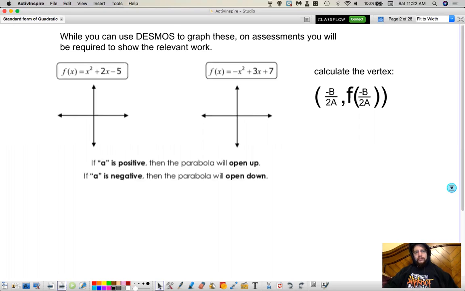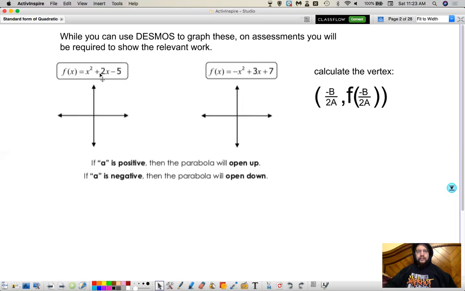So there's Desmos, graphing calculator, of course you could use that. But I will require you to show your work. So you will need to show me how you got your vertex. Here's the formula, negative b over 2a. That's what you need to remember. Remember, it's ax squared plus bx plus c equals 0, or f of x equals that.